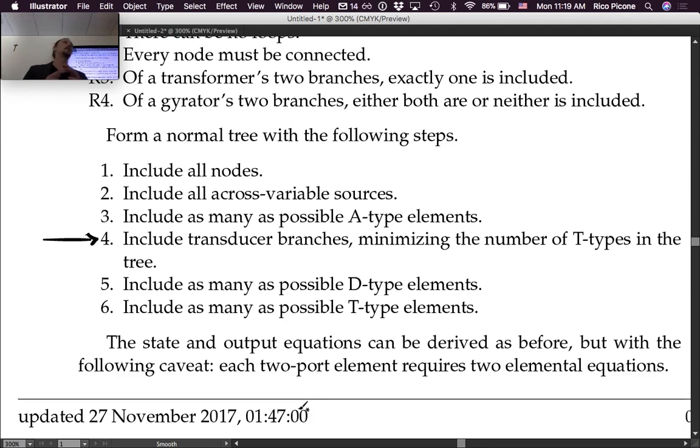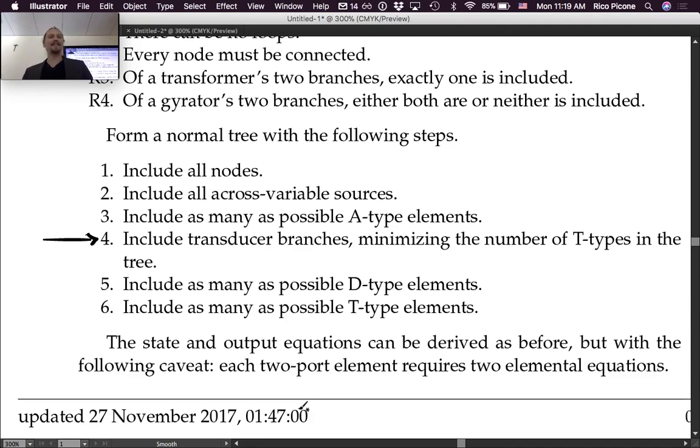Whenever you see a 2-port element, though, so if it's a motor or if they're gears or whatever, there are two elemental equations for that element because it's a two-port element. So that's really the only caveat. Yeah. So are there any questions about that?